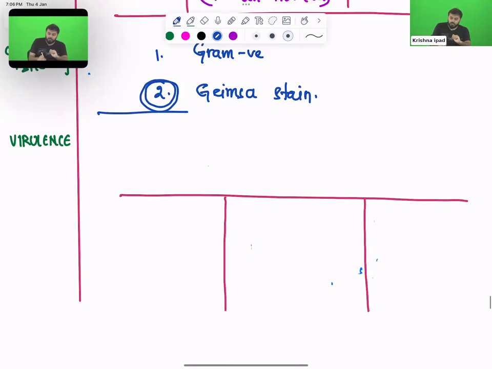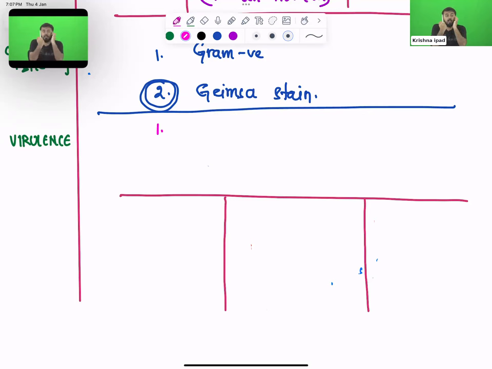Now, coming to the virulence factors. By now, you know what are virulence factors. Virulence factors are the bacterial weapons. Okay. Now, what is the virulence factor over here? The virulence factor is that, see, this particular organism is having, on its surface, an injection like this. It is having an injection. Ye injection ka naam hai T4SS.